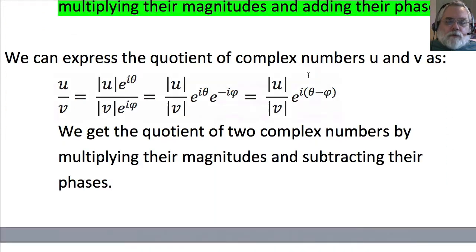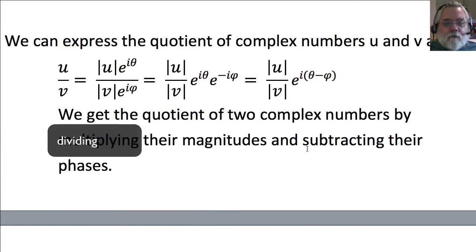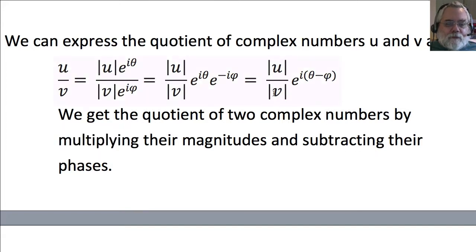We can express the quotient of complex numbers u and v. u is magnitude of u e to the i theta, v is magnitude of v e to the i phi. We can move the e to the i phi in the denominator to the numerator by negating the phase. We can combine these phases, so we get that the quotient of two complex numbers is found by dividing their magnitudes and subtracting their phases. This is when v is not 0. So this should say dividing.